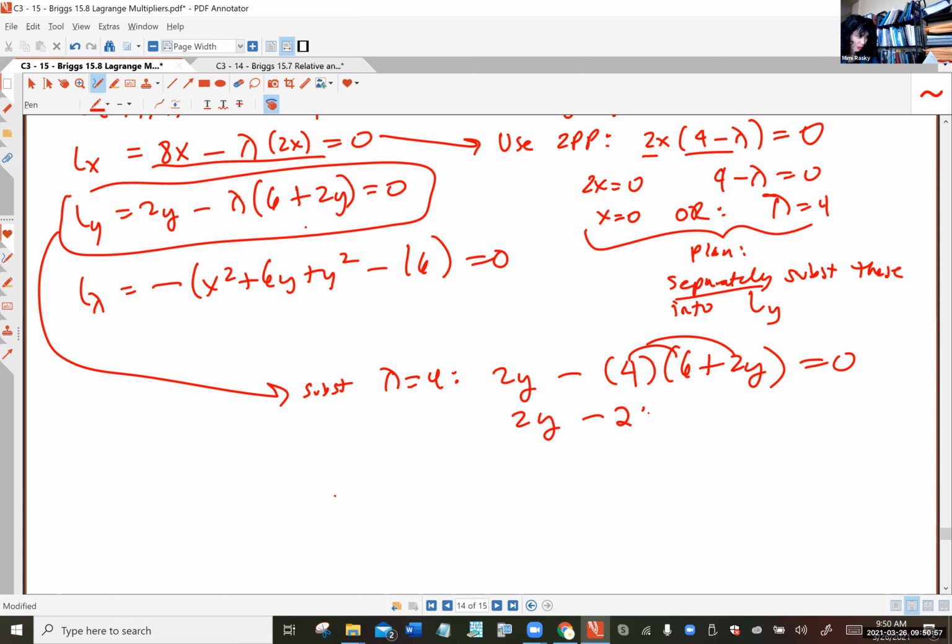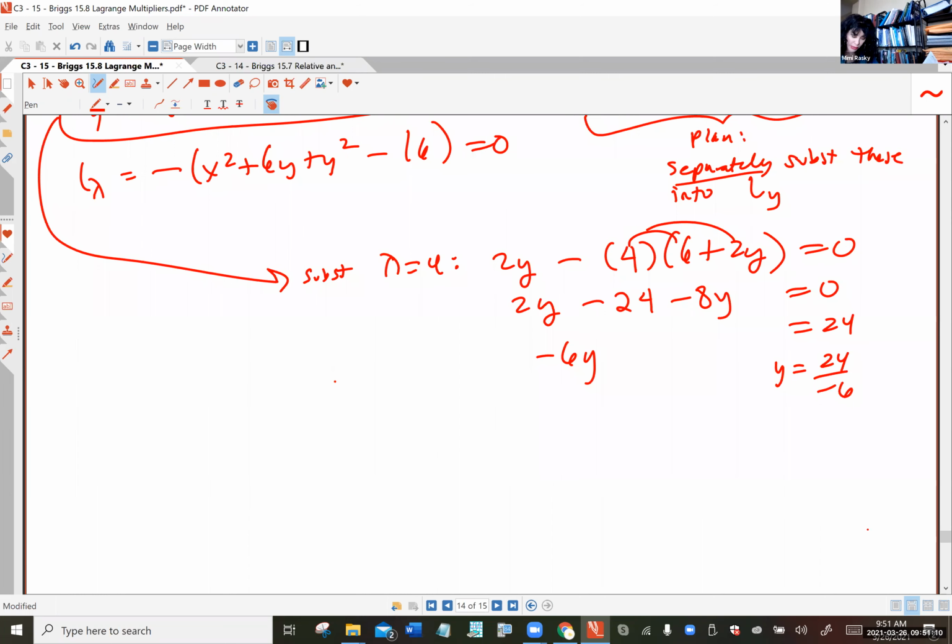So I get minus 24 minus 8y equals 0. But then 2y minus 8y is negative 6y, and then I'll add 24 to both sides. So if I solve this for y, I get 24 divided by negative 6, but that reduces to negative 4. Now, here's where you've got to be careful.